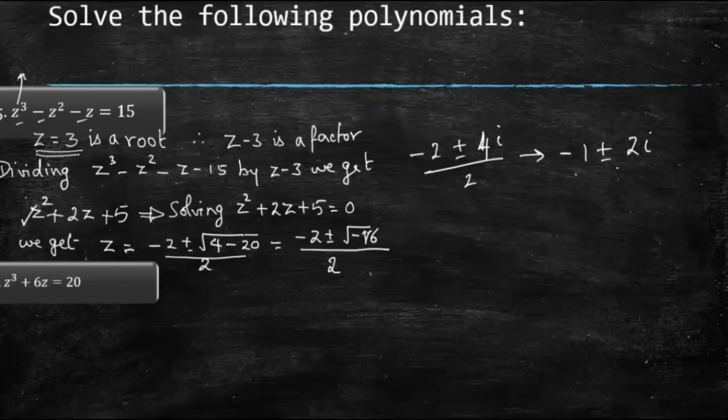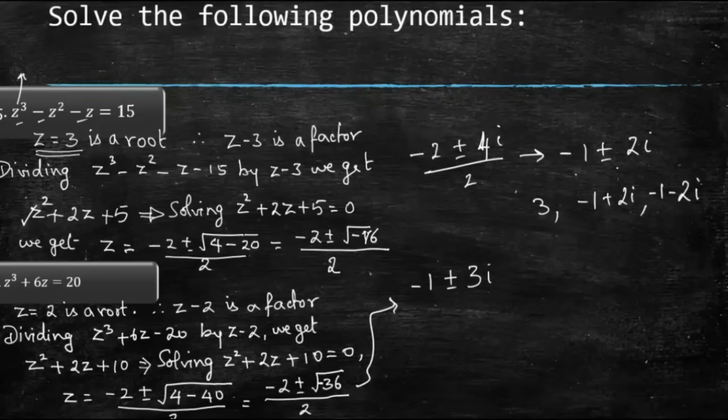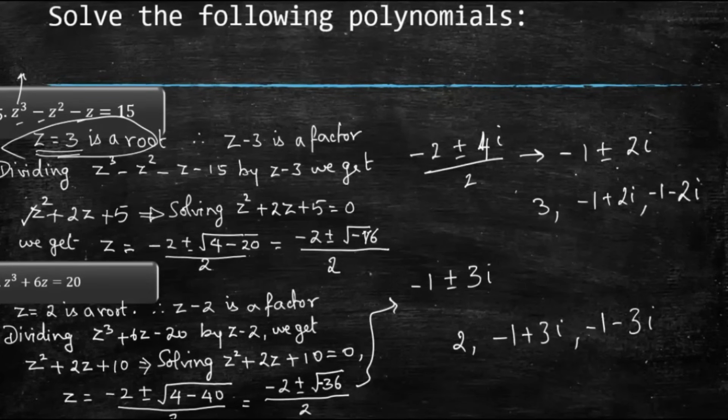Coming to the next question, I hope you solved this using the trial and error method to get the first real root, which is 2, and the complex roots here can be written as -1 plus or minus 3i if you simplify further. And the roots for the first cubic equation are 3, -1 plus 2i, and -1 minus 2i. You should not forget the first 3, which was found by using the trial and error method. And in this case the 3 roots are 2, which is a real root, and -1 plus 3i and -1 minus 3i, which are 2 complex conjugate roots.